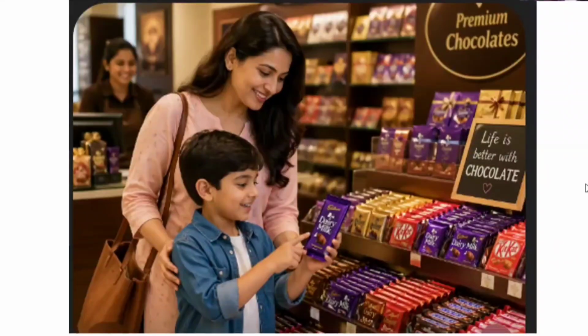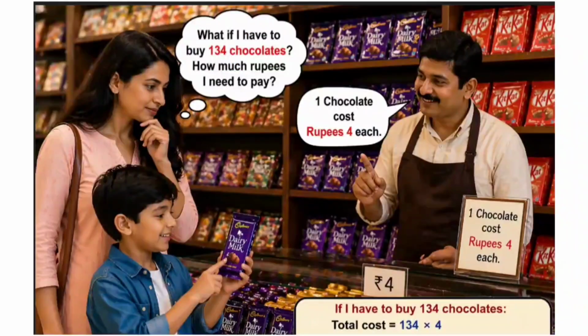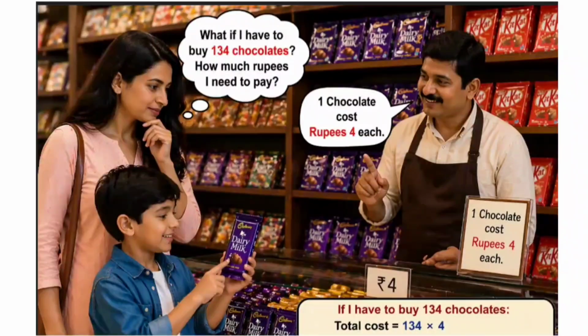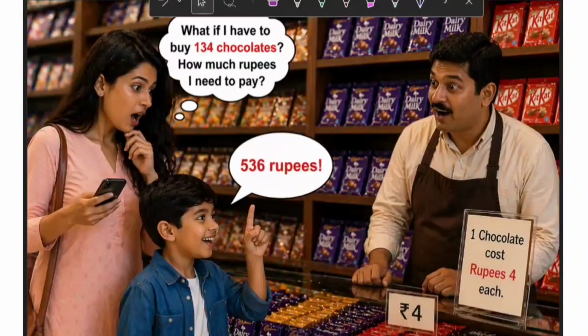Yesterday, one of my brilliant students, Raj, and his mom went to a chocolate shop to buy some chocolates. The shopkeeper told them one chocolate costs 4 rupees each. Raj's mom asked, "Oh, what if I have to buy 134 chocolates? How much rupees do I need to pay?" She even thought, let's take out the phone and use the calculator for that. But before she took out her phone, Raj immediately gave the answer, "Mom, we need to pay 536 rupees."